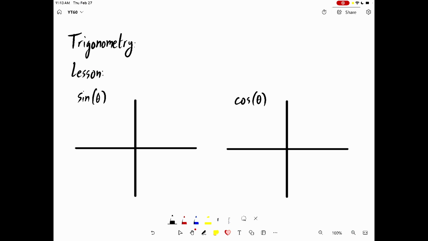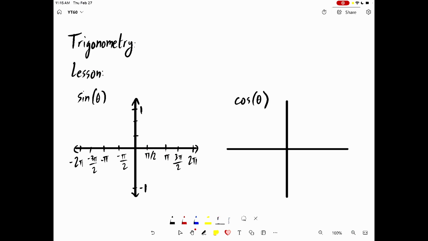So let's move on to actually graphing these. Let's start with sine of theta. The first thing we're going to do is label both of the axes. For the x-axis, we're going to go in intervals of pi over 2. Now that we have the x-axis labeled, we're going to label the y-axis with the maximum being 1 and the minimum being 0. So that's pretty simple.